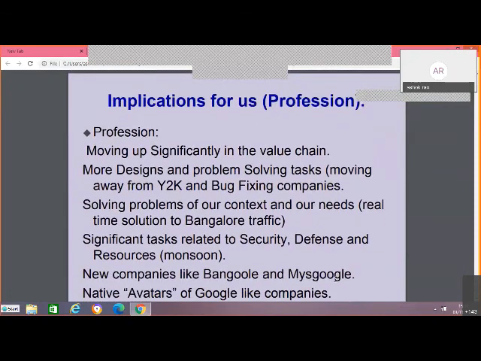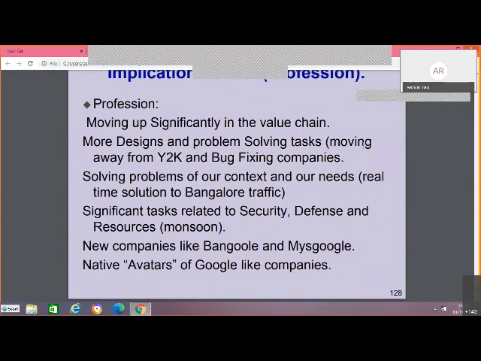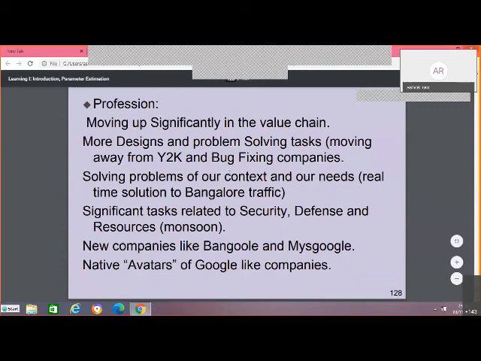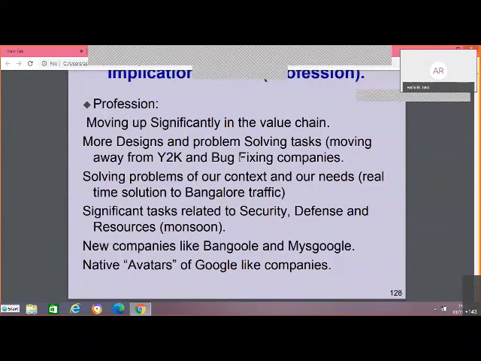And for us, we have to move up significantly in the value chain. We need to do more design and problem solving tasks rather than bug fixing, which has been the culture of the computer science curriculum for over 25 years. Solving problems of our context and our needs, like a real-time solution to Bangalore traffic, which is a machine learning project given by the Government of Karnataka to IAC. And significant tasks related to security, defense, and resources like monsoon.